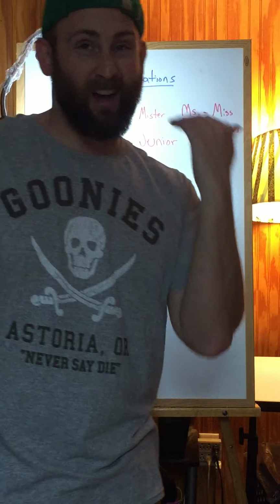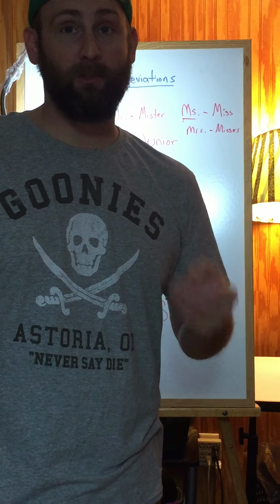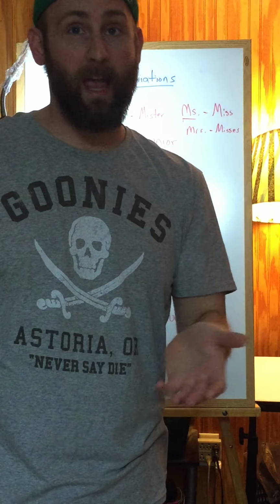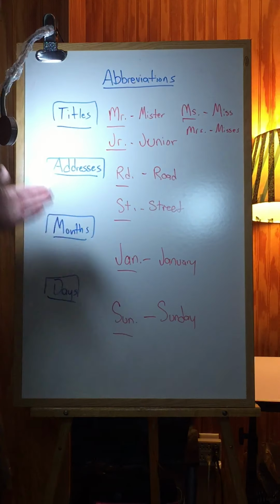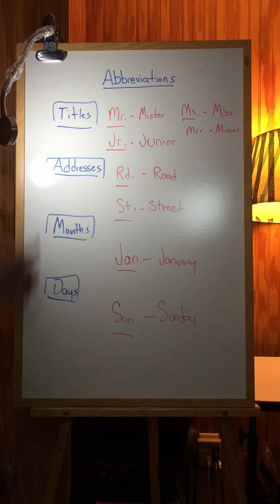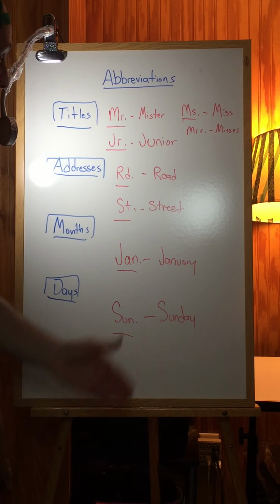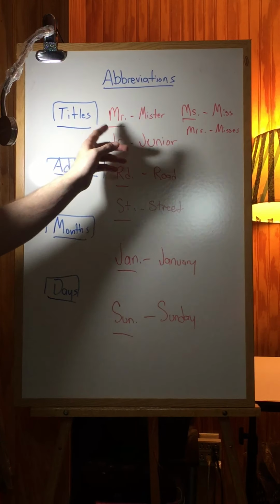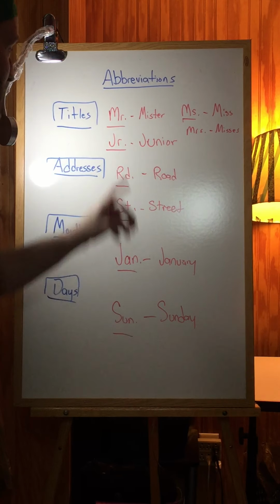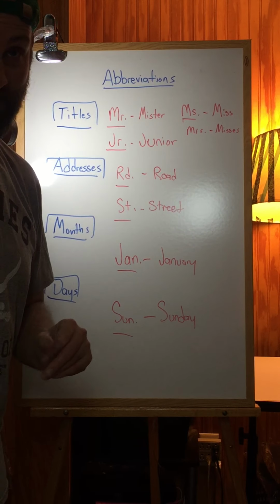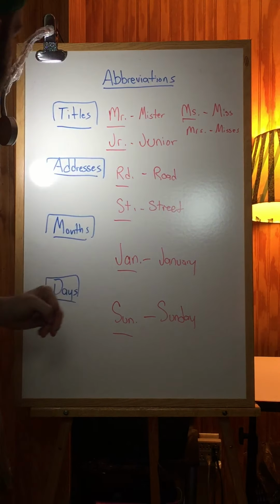Abbreviations are not used for every word. It's only used in special occasions in certain words. For examples, titles, addresses, months, and days. Now, an abbreviation always begins with a capital, and it always ends with a period. So let's go over some of the abbreviations.